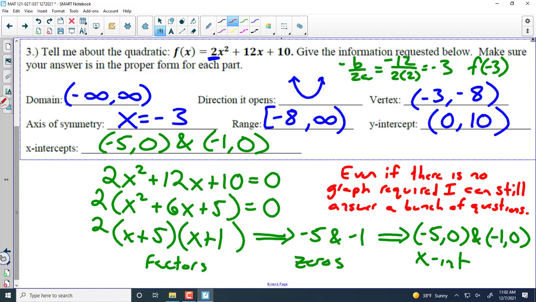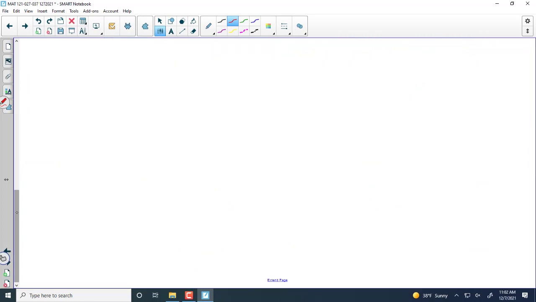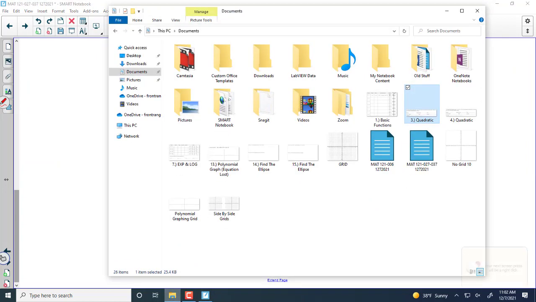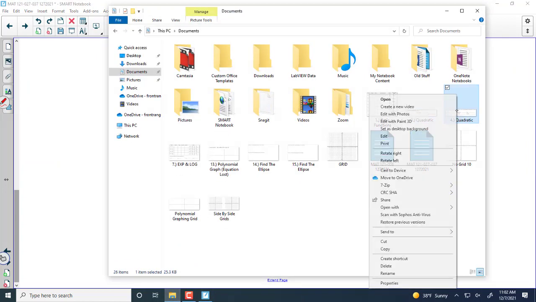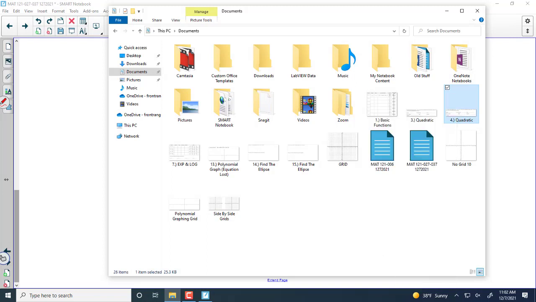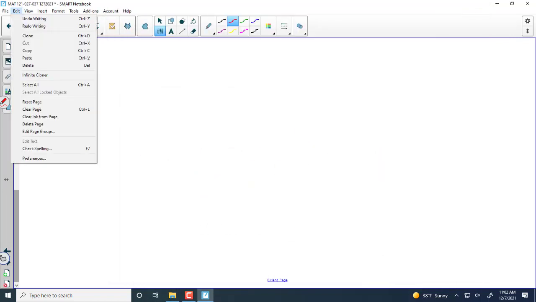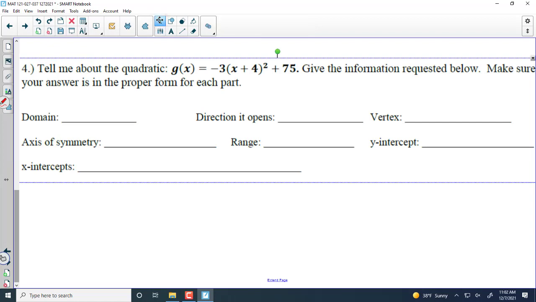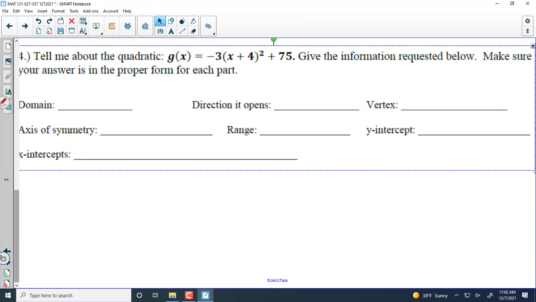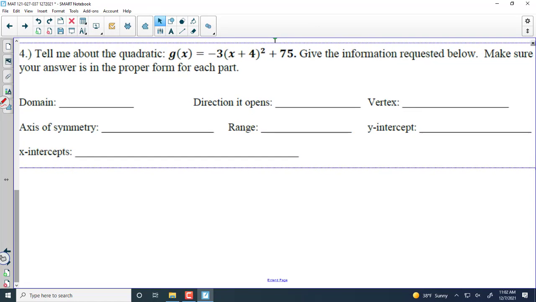Let's do the other one. Let's do the other quadratic and see how it's going to change our game plan if we're given one in another form. So this is still a quadratic. Its graph would still be a parabola if we were to draw it. We just need to handle this one a little bit differently.